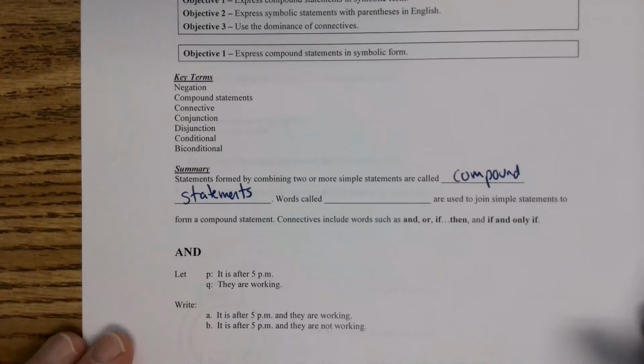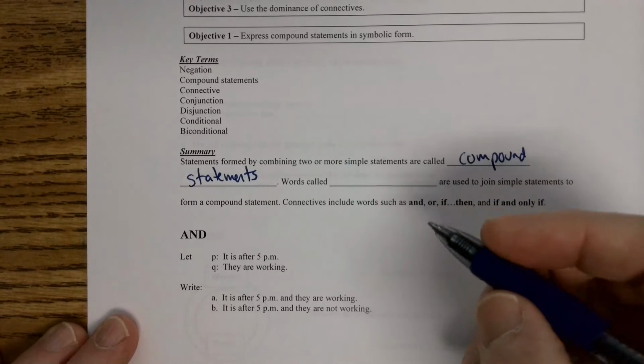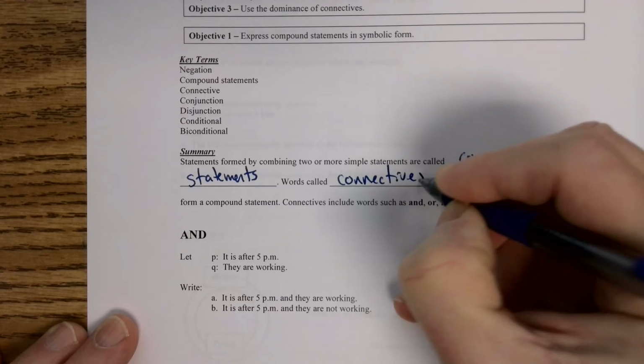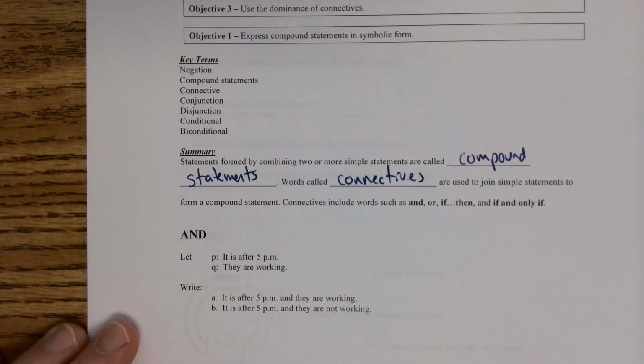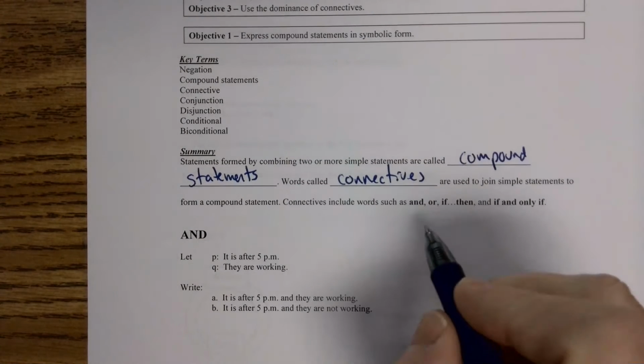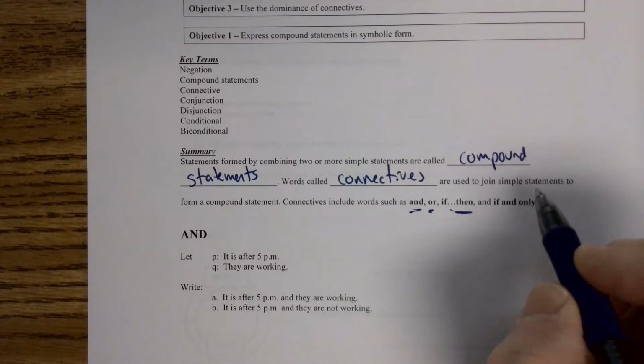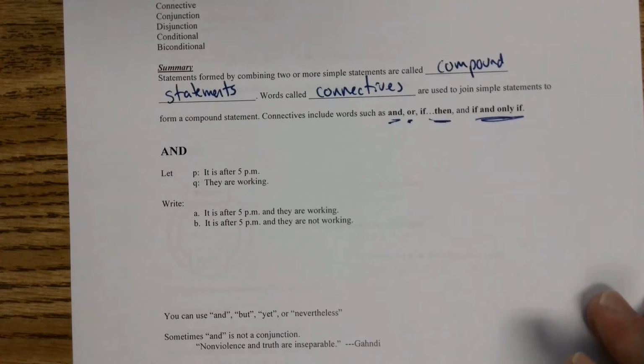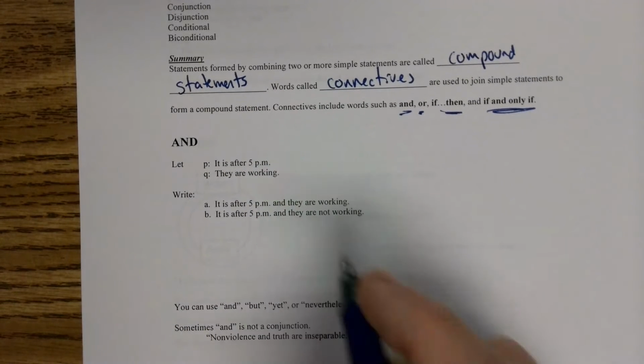Words called connectives are used to join them. Okay, so words like and, or, if and only if, if then, all those types of little things, and there they are. Okay, and what we're going to do is only look at a couple of these, which is nice because they do get a little confusing. Okay, so here it is.